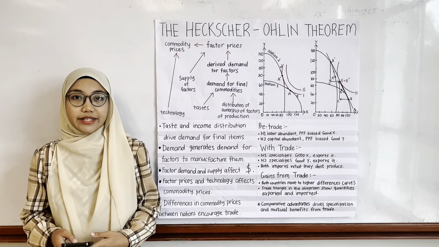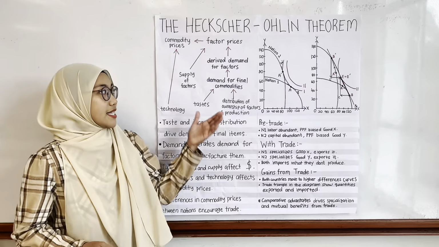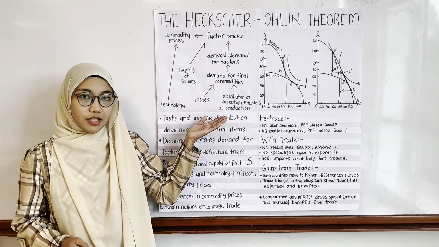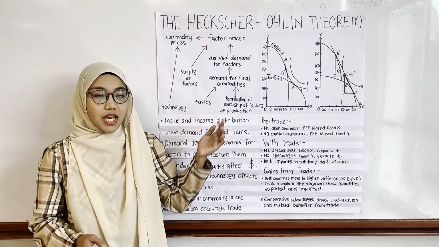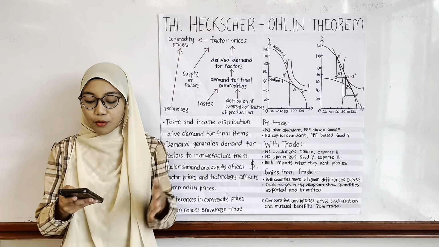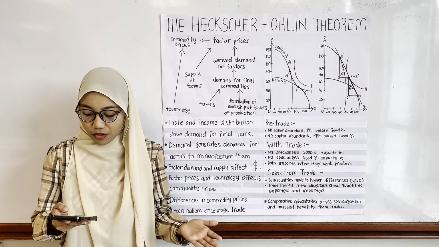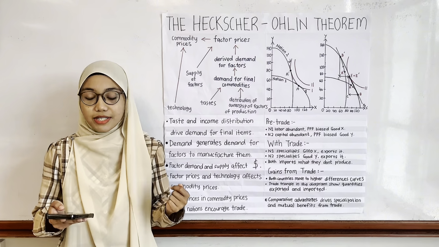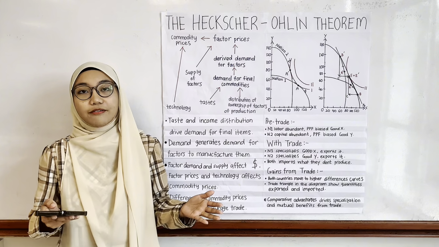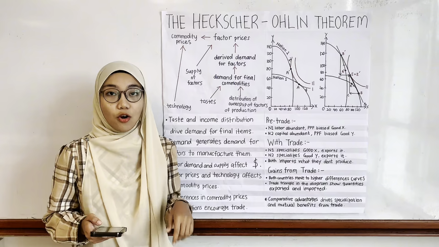Next, I will explain the Heckscher-Ohlin theorem. This is the general equilibrium framework for HO theory. This model assumes that both nations utilize the same technology and have identical preferences. Therefore, the only variation is in their factor endowment.